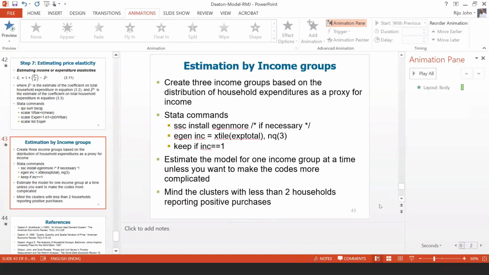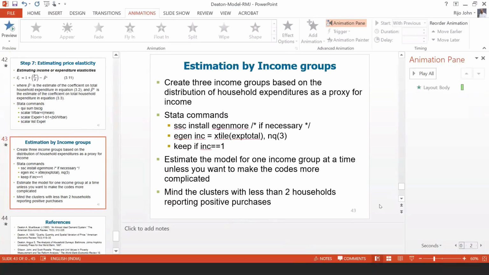Now, to estimate this by income group, all we need is to define different income groups, right? Usually it is better to have three different income groups. You have a low income, middle income, and a high income group.